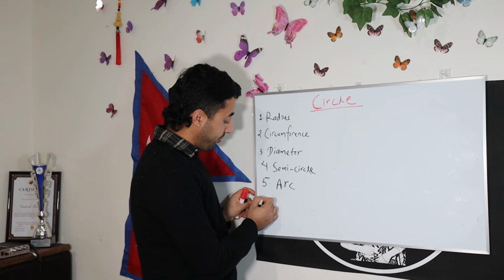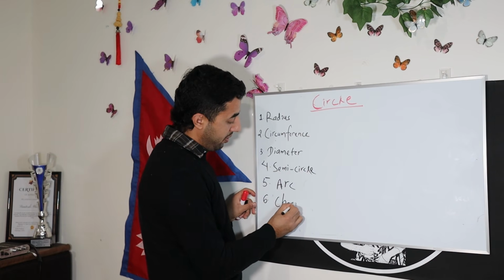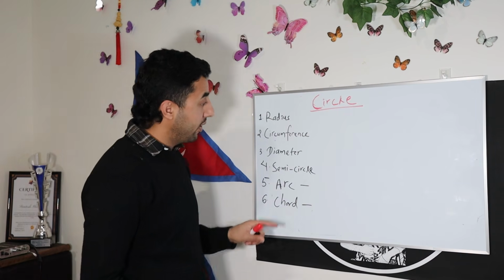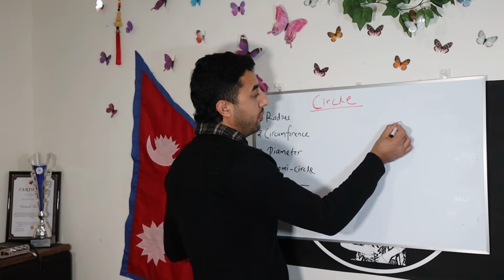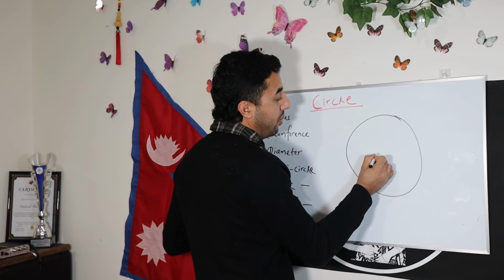So next one, let's define chord. Another most important term, these two are very important in our theorem, arc and chord. So I will define chord. What is chord? We need to find out what is chord. Chord भनेको के हो त्यो हामीले पत्ता लगाउनु पर्यो. Chord.